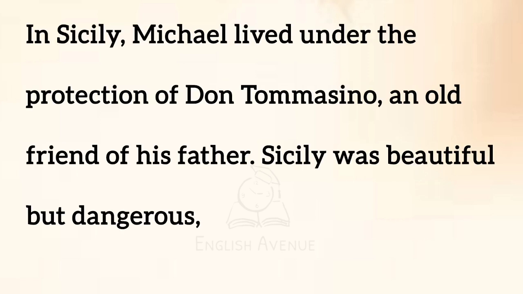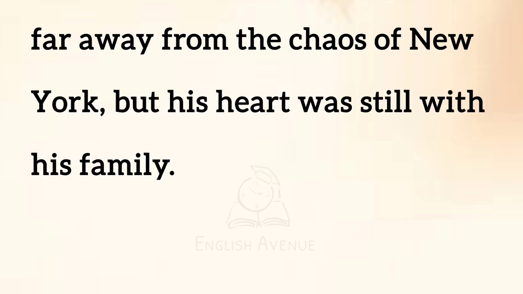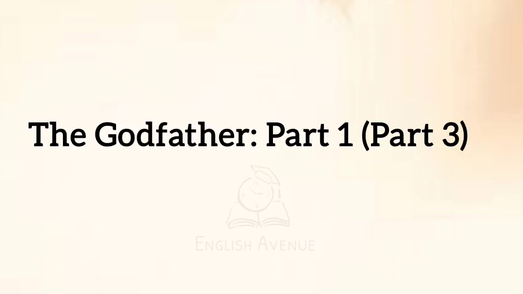In Sicily, Michael lived under the protection of Don Tommasino, an old friend of his father. Sicily was beautiful but dangerous, filled with its own mafia families and rivalries. Here, Michael experienced a different kind of life, far away from the chaos of New York, but his heart was still with his family. The Godfather, Part 1, Part 3.